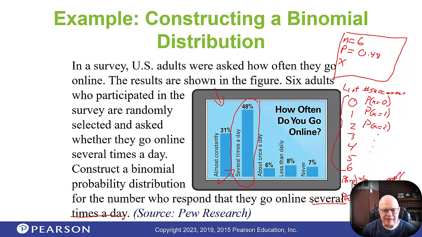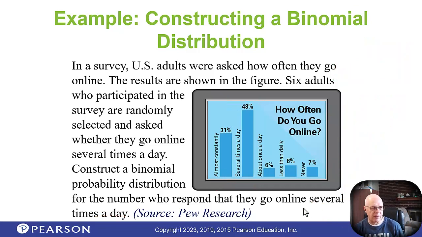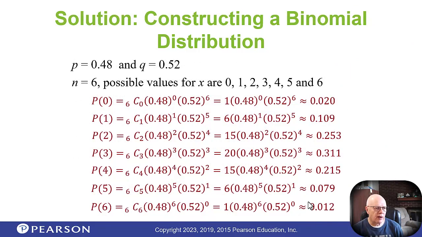And you're going to do this 7 times. Once for 0, once for 1, 2, 3, 4, 5, and 6. And make a table out of that. So there are the results, except that you're going to use binomial PDF.